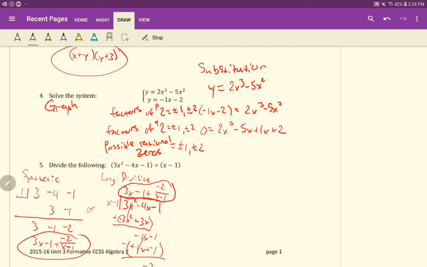And then we'll also do 1 over 2 and 2 over 2. So 1 over 2 creates a new zero of plus or minus 1/2. And then 2 over 2 is the same as 1, which we already have right here, so we don't need to write 2 over 2.